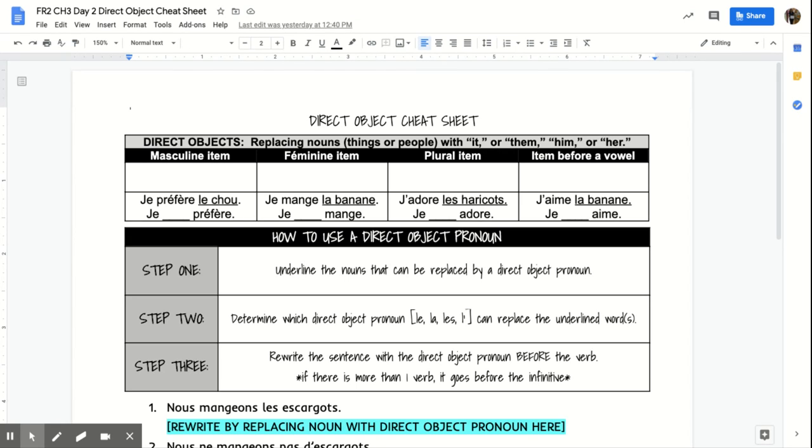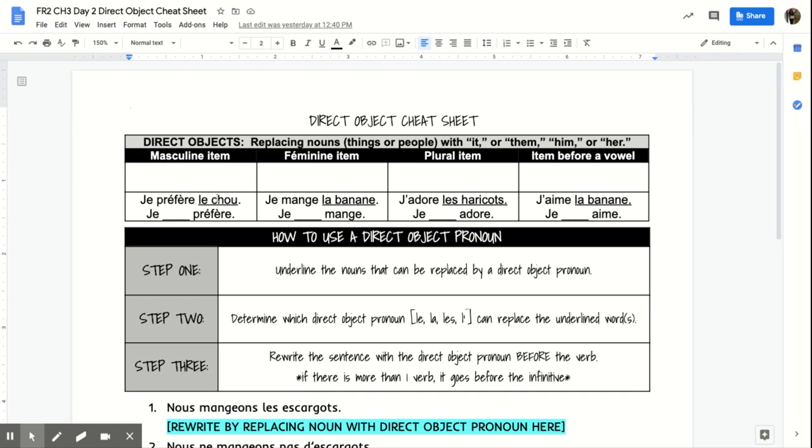So this is normally used when you're replying to a question. So if someone is like, hey, do you like Brad Pitt? Instead of saying, yes, I like Brad Pitt, you say, yes, I like him. So normally when you reply to a question, you replace that noun with it, them, him, or her. So that's what we're going to practice using today.